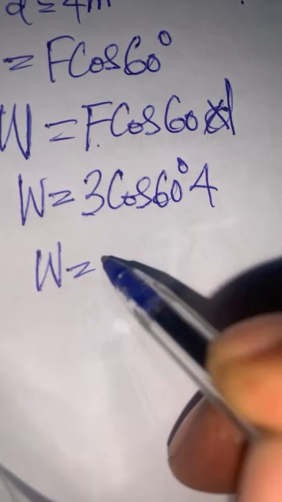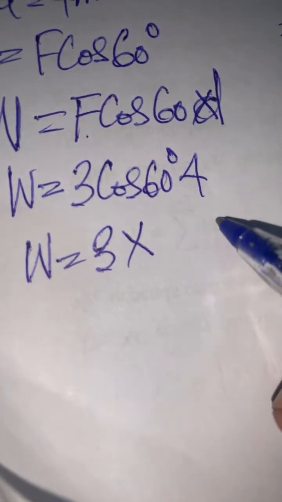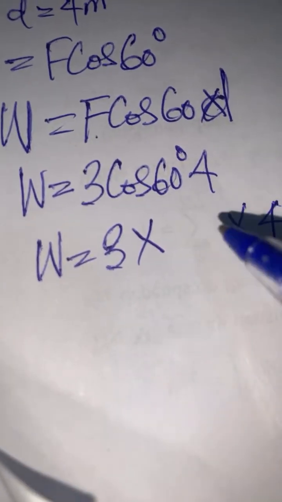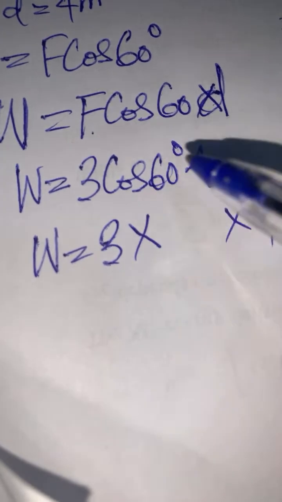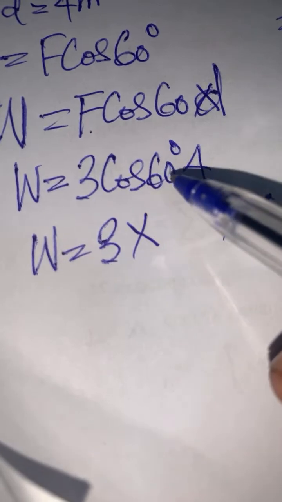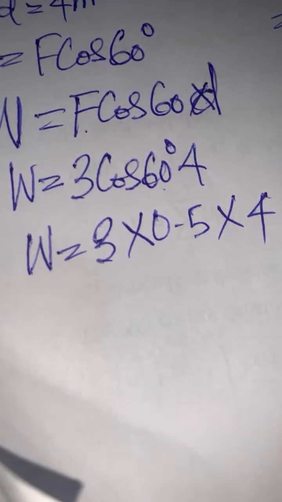What is cos 60? Let's multiply that by 3 and also multiply that answer by 4, and then let's see what the answer will be. From the Cartesian coordinates, the quadrant that this particular angle falls in, for 60 degrees, is 0.5. Oh, somebody has dropped the answer already.